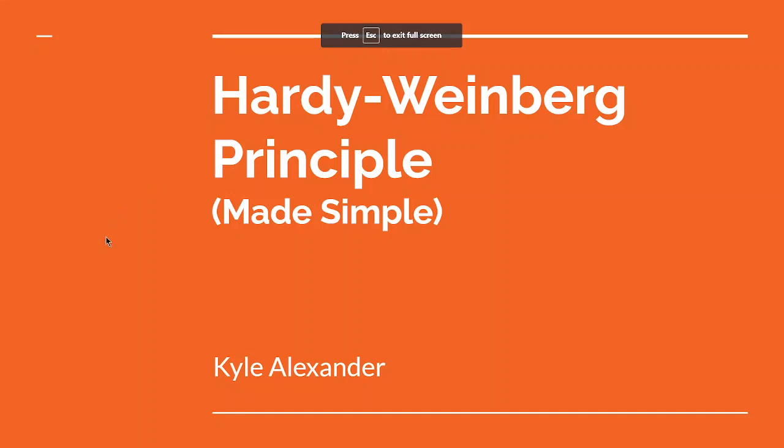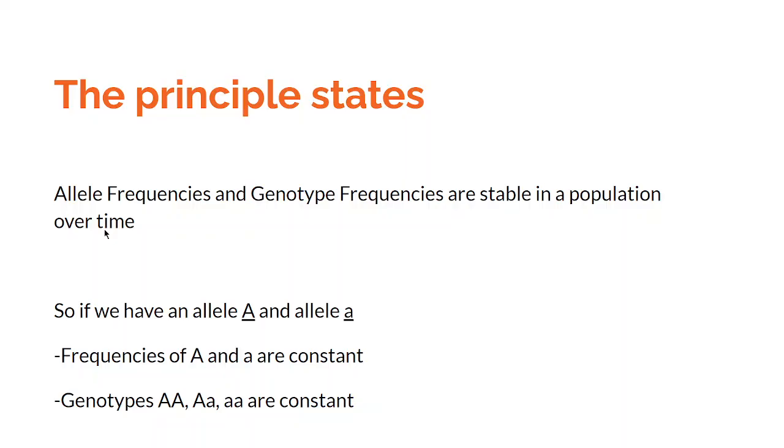Hello everyone, and welcome to a video on the Hardy-Weinberg principle, and we're going to be trying to make it as simple as possible. The Hardy-Weinberg principle states that the allelic frequencies and genotype frequencies are stable in a population over time. So let's say we have an allele big A, the dominant allele, and an allele small a, the recessive allele.